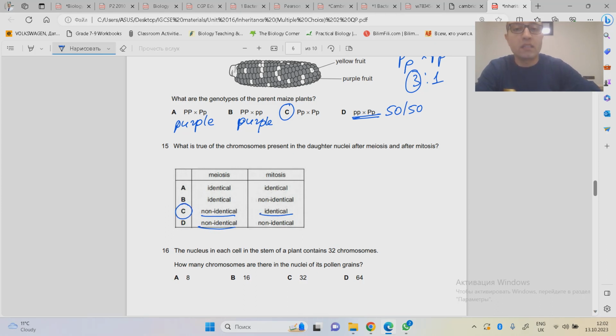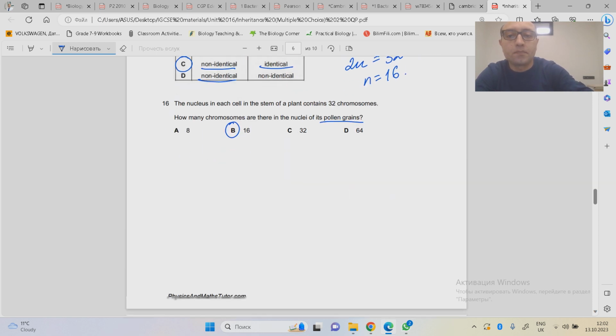It is C. The nucleus in each cell in the stem of a plant contains 32 chromosomes, guys. So stem is a body cell, and there will be 2n diploid chromosome number, which equals 32. How many chromosomes are there in the nuclei of its pollen grains? Guys, in the pollen grain we will have gametes, and gametes have half the number, which equals 16. Answer is B.